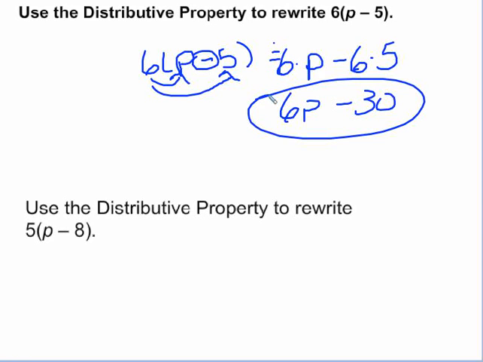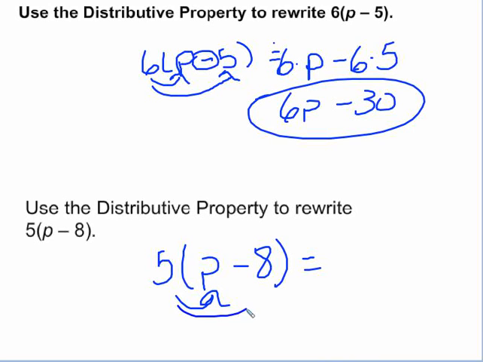At this point I think it would be a good time for you to pause the video and try this next one on your own before I put the answer up. All right, so let's get that answer up. 5 times the quantity p minus 8. Again, it's going to be 5 times p minus 5 times 8.